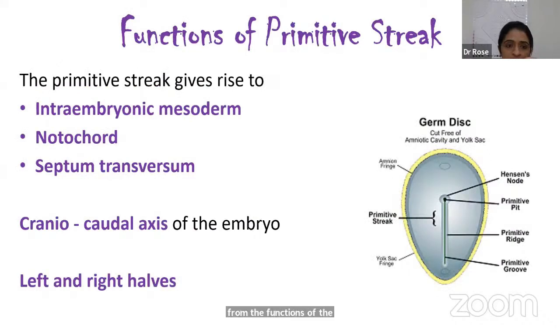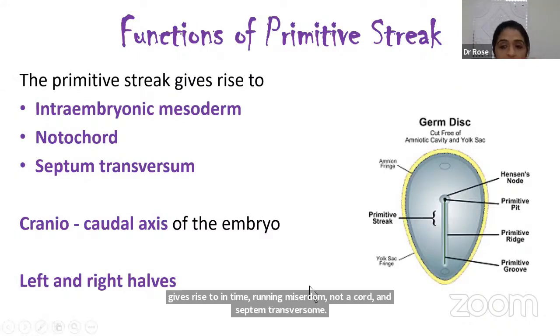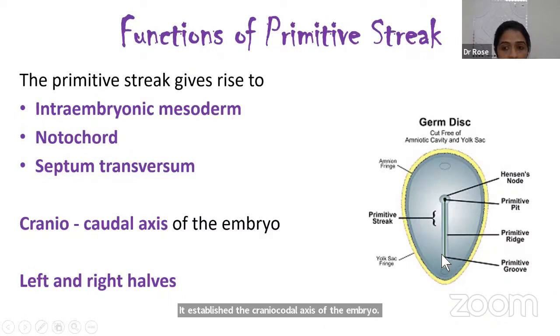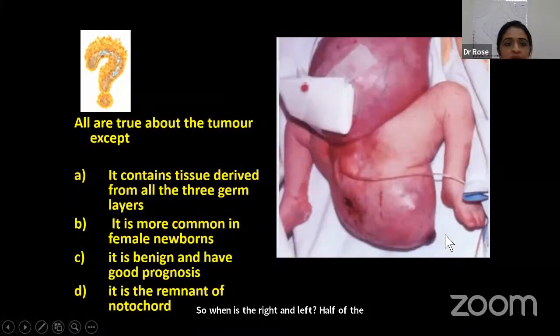Functions of the primitive streak. It gives rise to intraembryonic mesoderm, notochord, and septum transversum. It establishes the craniocaudal axis of the embryo. That is one short, one MCQ which can be asked. It also establishes the right and left halves of the embryo. So when are the right and left halves of the embryo established? After the formation of the primitive streak.